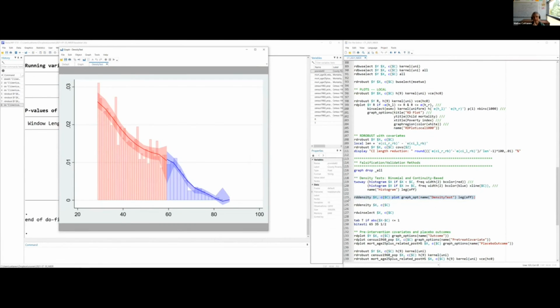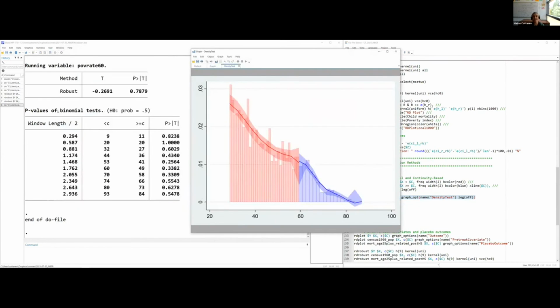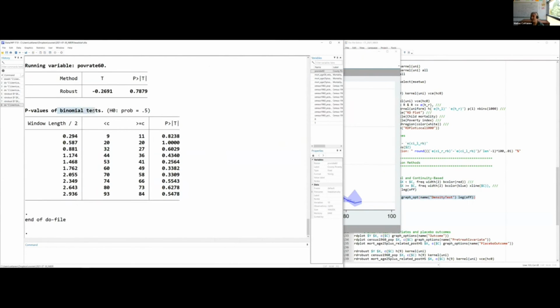They just basically estimate the density of the score variable from the right and from the left, and they hope to see that there are no discrepancies, no surprises in terms of the number of units on either side of that cutoff. You can also look at the same idea from a binomial assignment test perspective. This code immediately tells you p-values for how surprising it is to see different numbers of units on each side of the cutoff.